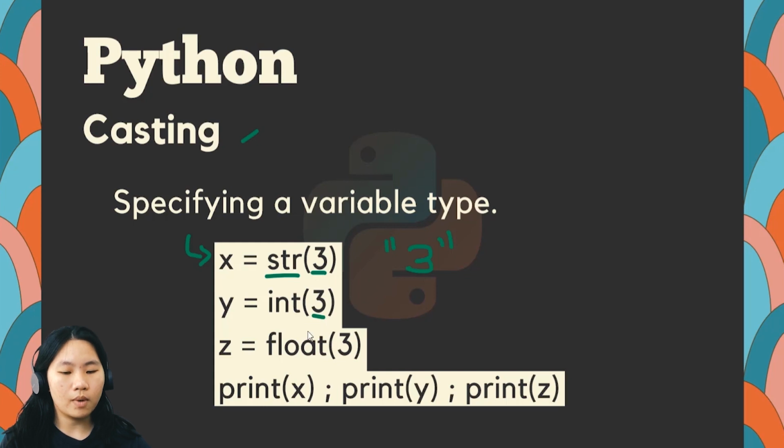Same with y, it will make the number 3 an integer. And as for float, it will make the number 3 a decimal. Float is for decimal, really. Int is integers, it's whole numbers.